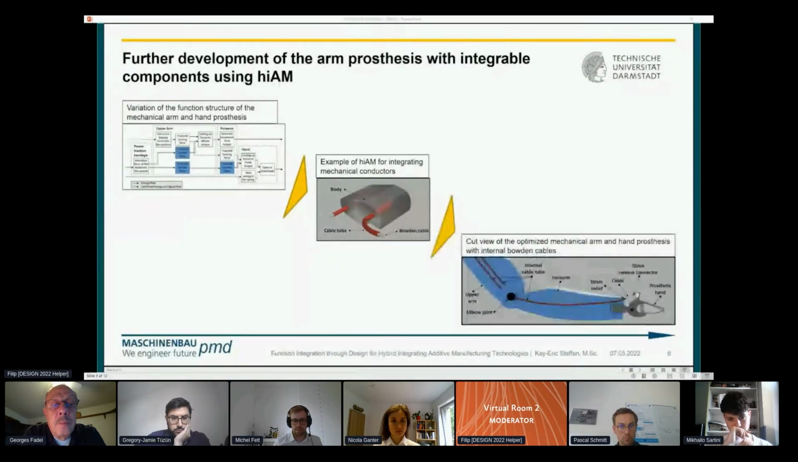In the final design, the Bowden cables are integrated into the forearm and upper arm during additive manufacturing of these two parts with HighAM for integrating mechanical conductors. The achieved advantages are a reduced component entanglement, fewer components, and reduced assembly effort.